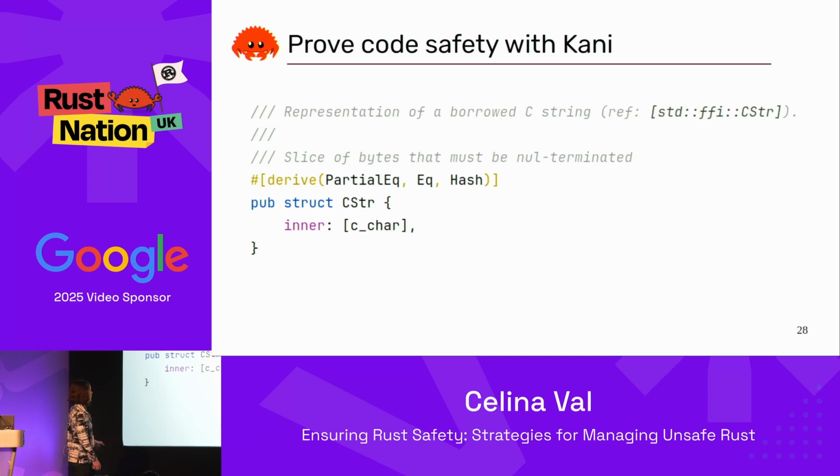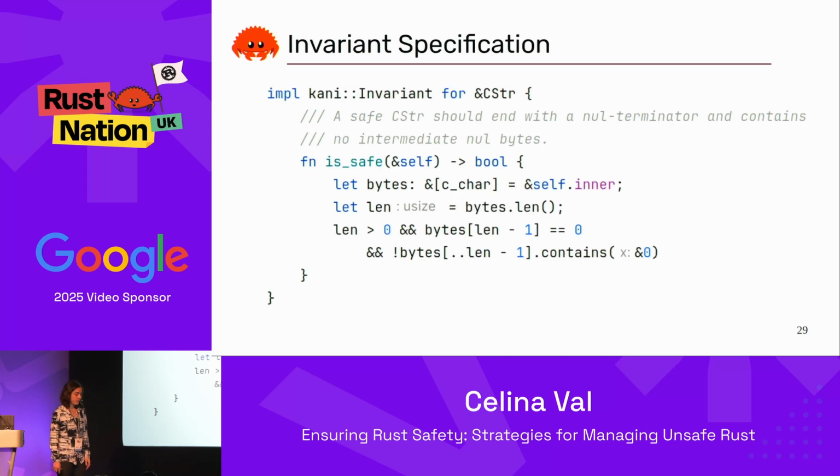And this is quickly how this would look, for example, in Kani, which is the tool I just mentioned that I used to work on. Here, as an example, I'm going to look at a C string, which is, again, from the standard library. It's a borrowed C string, which is a slice of bytes that must always be null terminated. So here's where we write the invariant. It has to be null terminated, so it has to have at least one byte, the last byte has to be null, and nothing in the middle can be null.